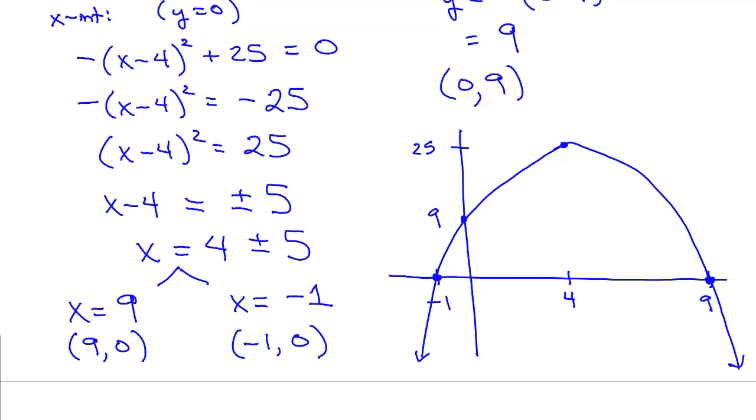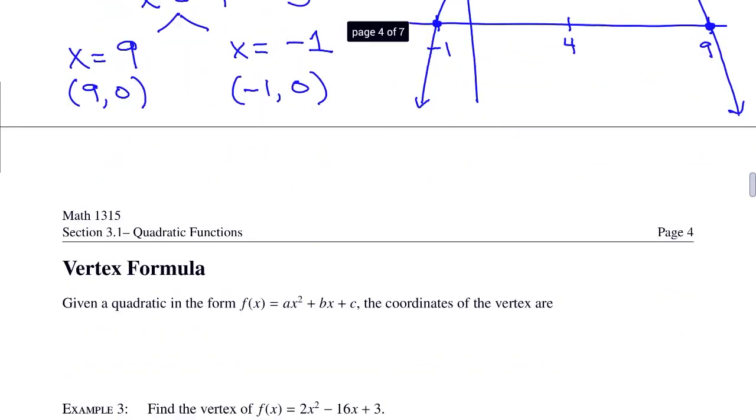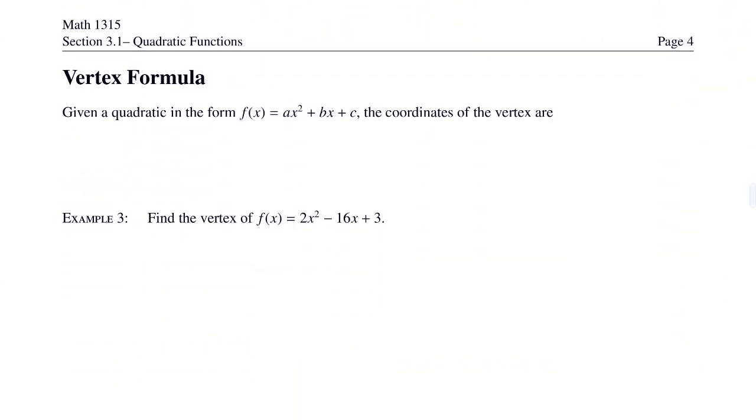Another method of finding the vertex comes from the vertex formula. Given a quadratic in the form f(x) equals ax squared plus bx plus c, the coordinates for the vertex are x equals -b over 2a, and then to find the y-coordinate for the vertex, you just take this value and plug it into the function. So y is equal to f(-b over 2a).